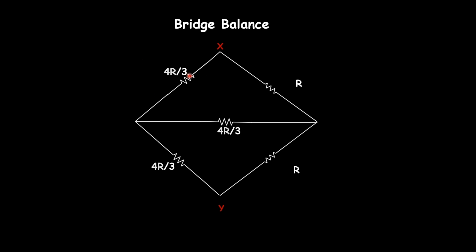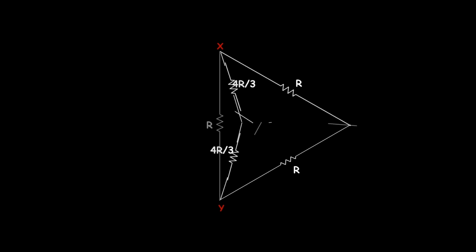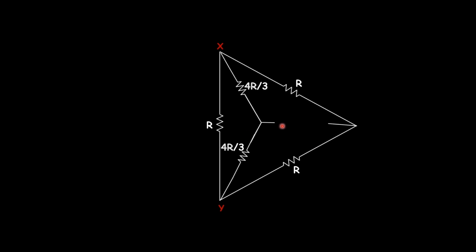Here the opposite resistances are 4R by 3 and R, so their product is 4R squared by 3. And also here, R multiplied by 4R by 3 is 4R squared by 3. Both are equal, so the bridge is balanced. The current through this 4R by 3 resistance is 0, so it can be neglected and becomes an open circuit. Now we can reconnect this circuit back to the original circuit. The 4R by 3 resistance here is removed, and it becomes open circuited because of the bridge balance condition.